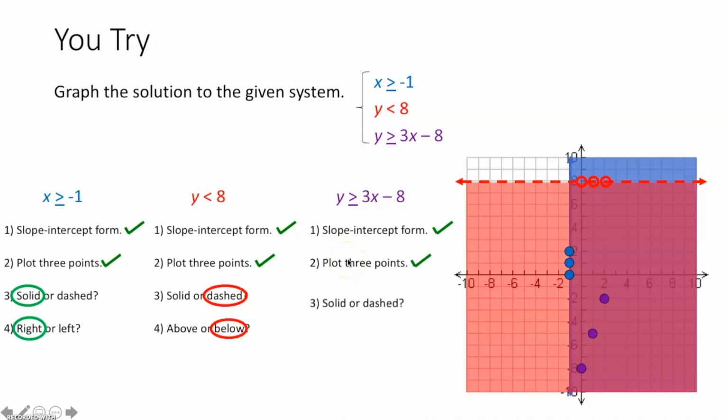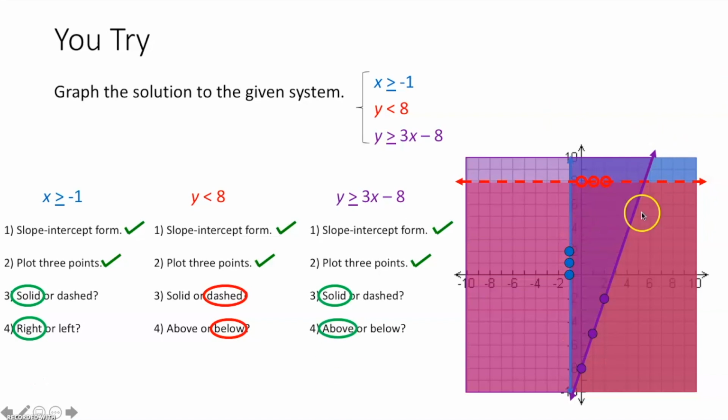We then decide, is this going to be a solid or dashed line? Well, since there's an equal sign here, and that's the reason we used closed circles, we're going to put a solid line going through these points. That means any point on this line would be part of our solution set. Last but not least, do we shade above or below our given line? Well, since our inequality symbol is y greater than, we want all the y values greater than our line. So we will shade above our given line.